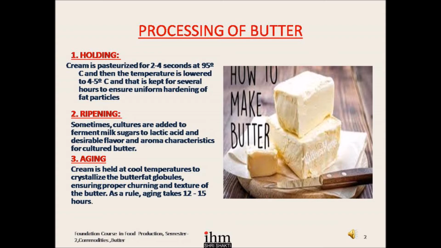The next stage is ripening, where the cultures are added to ferment the milk sugars to lactic acid and desirable flavor and aroma characteristics for the cultured butter.